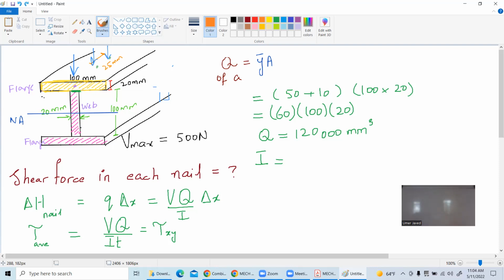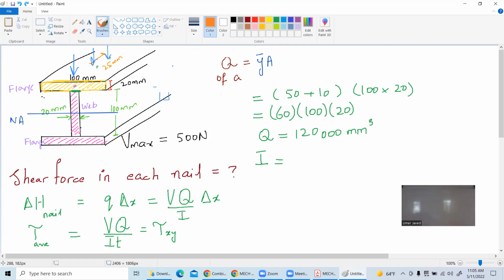It is bh cube over 12, gentlemen, bh cube over 12. We each know the formulas for the rectangle. Just bh cube over 12. We'll use Ad squared as well. Ad squared you already know. So bh cube over 12 plus Ad squared for the top one and the bottom one.